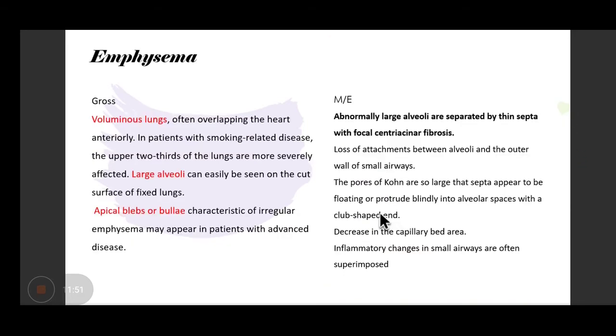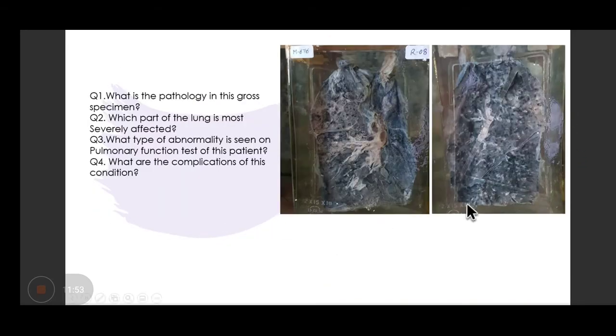Okay. Now coming on to your next specimen. Next specimen is that of emphysema lung. So the same thing again, you will identify the parent organ. You will tell that this is a spongy organ, lung, hilum visible. Okay. How will you tell that this is emphysema? You can find a bulla on the surface.